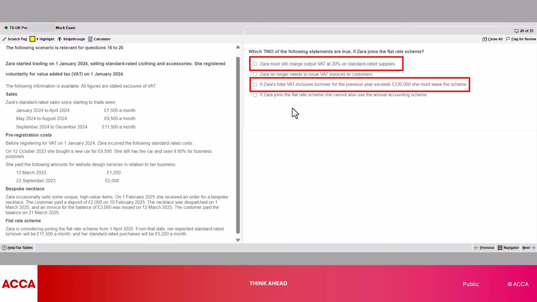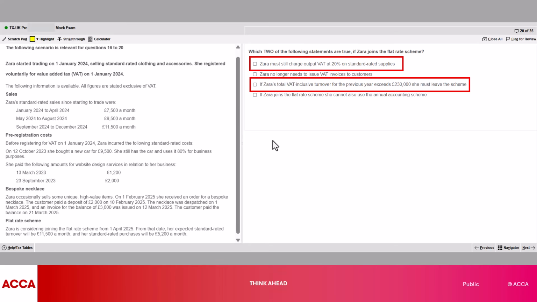And the correct answers: she does have to still charge output VAT on standard rated supplies. And if Zara's total VAT inclusive turnover for the previous year exceeds 230,000, she would have to leave the scheme. Those two statements are true. The other statements are not true. So Zara would in fact still have to issue invoices to customers, and if you join the flat rate scheme, you can actually use the annual accounting scheme as well. Be careful with these. Although it's 2 marks, you either score 2 or 0. If you just got one of those right, unfortunately, you would score 0.